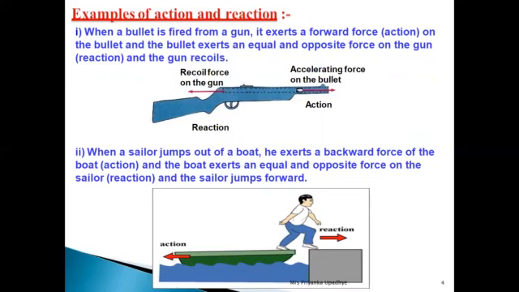Here, when the bullet is fired, what happens? The bullet exerts a forward force. The bullet is moving forward, so that is the action force. As a result of the action force, there should be a reaction force. That is the reason the gun recoils. That is the reaction force here. So this reaction force is equal in magnitude but opposite in direction.